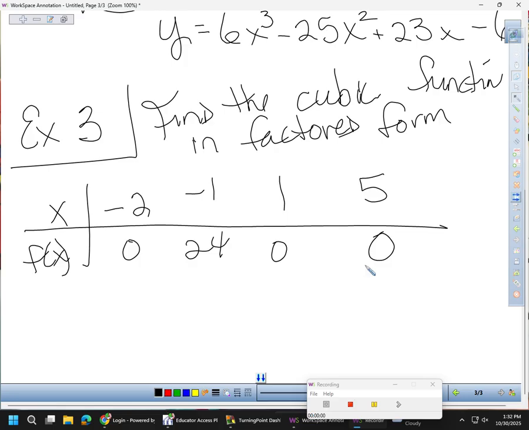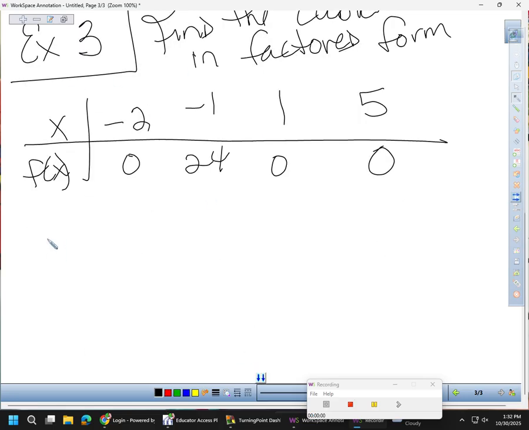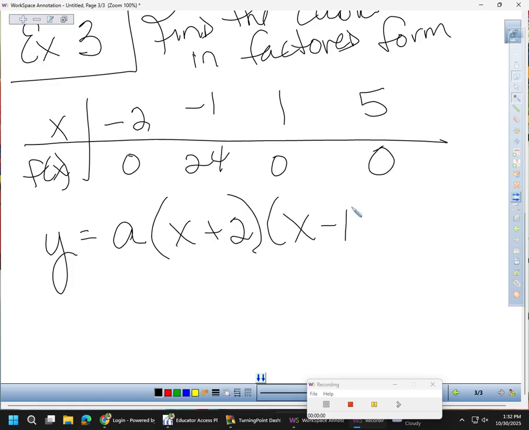First of all, you see we have 3 zeros up there, right? So technically, our polynomial is y equals a, because we don't know what our coefficient is on the front, times x plus 2 times x minus 1 times x minus 5. Do we all agree there?